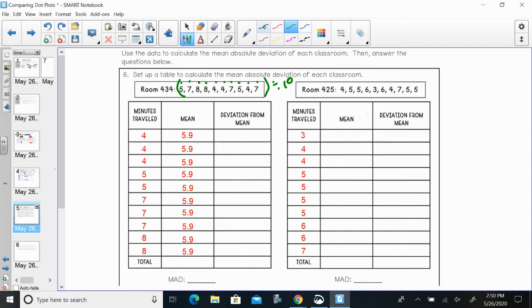Down there at the bottom where it says total, you actually don't need to total up this box. So you can leave that blank or just draw a line through it.